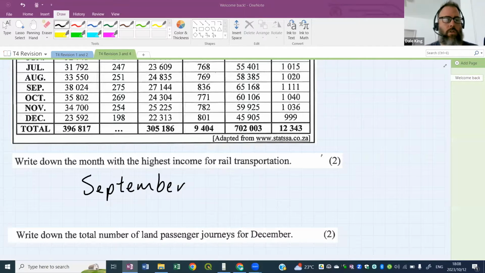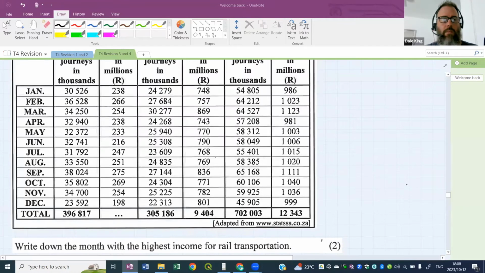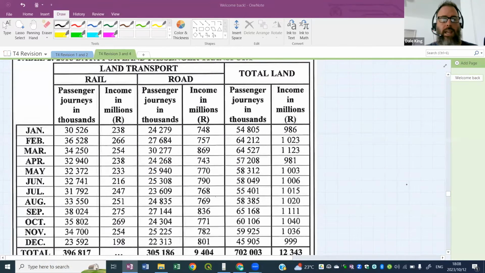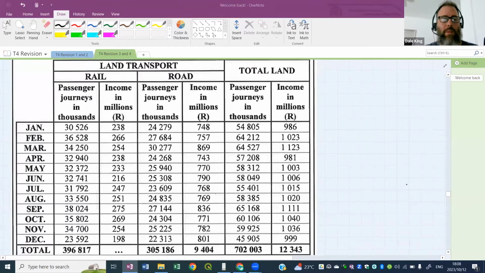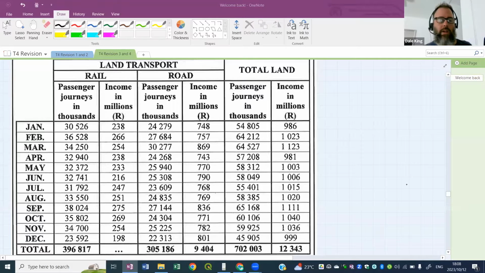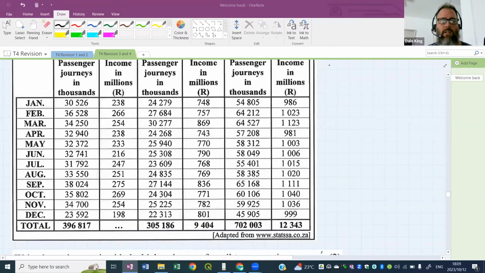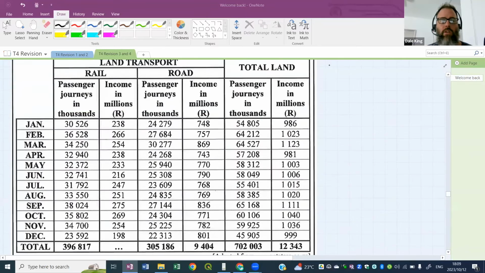All right. Moving on to question 2. Write down, again, no calculation, write down the total number of land passenger journeys for December. Careful now. I want you to write that number down. What is the number of total passenger journeys for December? You've got to check out the number and then write it down.